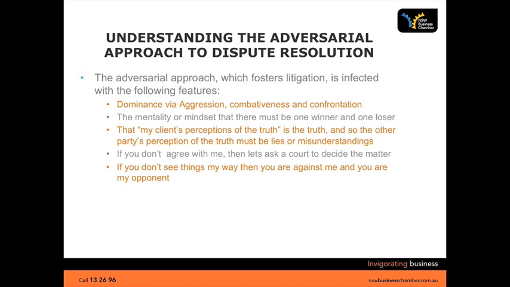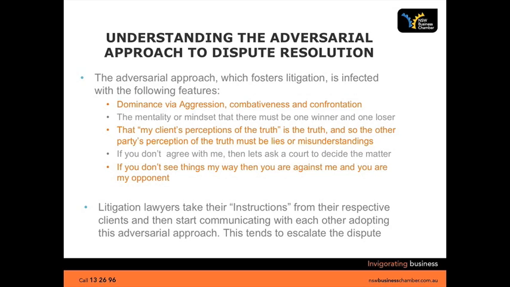Part of this mindset is if you don't agree with me, then let's go to court and we'll have a court decide. If you don't see things my way, then you're against me, you're my enemy, you're my opponent. Remember this, litigation lawyers, if you talk to them privately or listen to their private conversations, they don't say that their game is all about the truth.